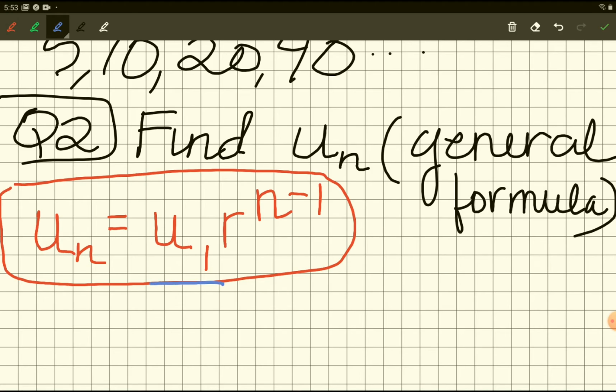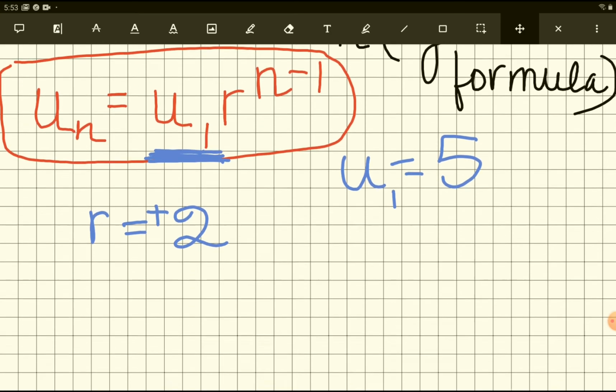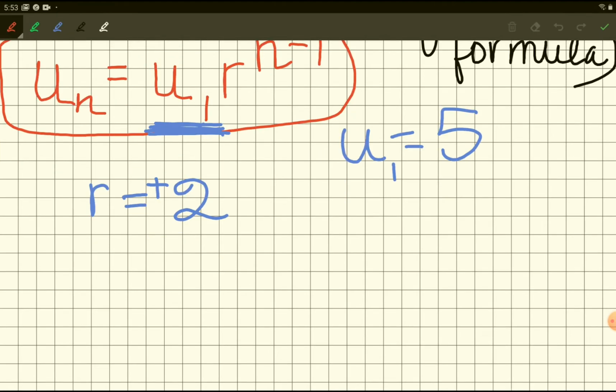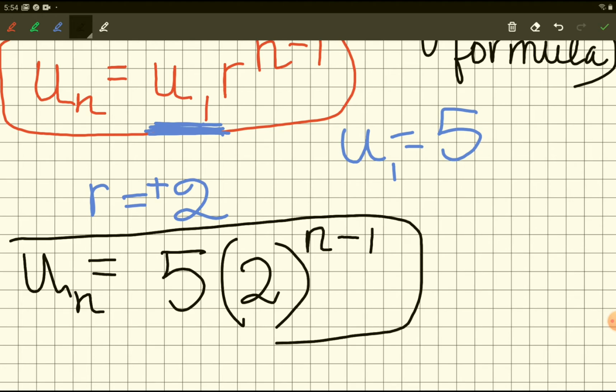Do I know the first term? Yes, I do. So the first term is 5. And I actually just found the common ratio, which is positive 2. So I can just put them together to get the general formula, which is 5 times 2 to the n minus 1.